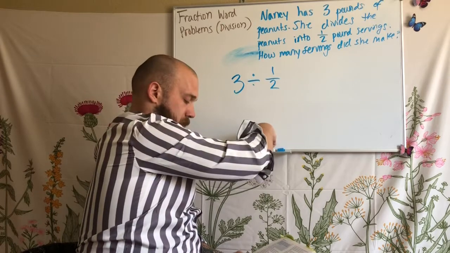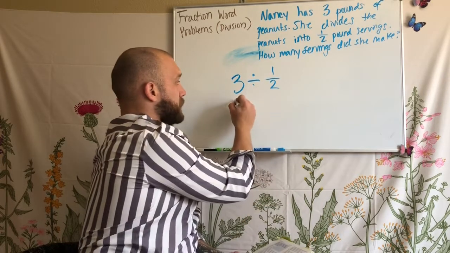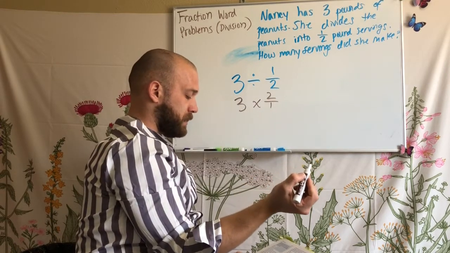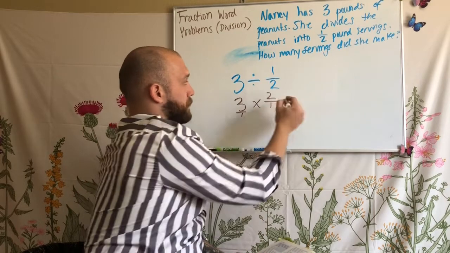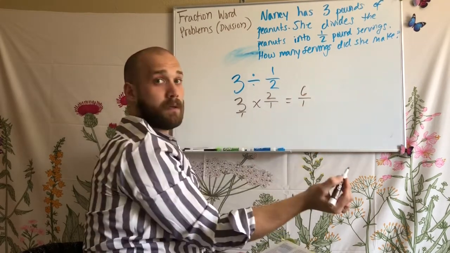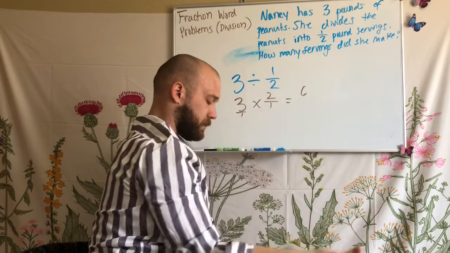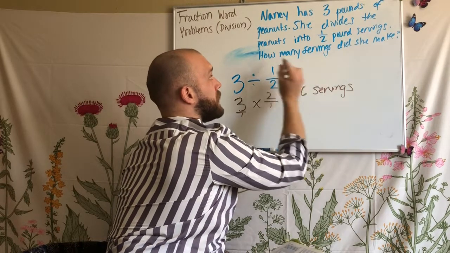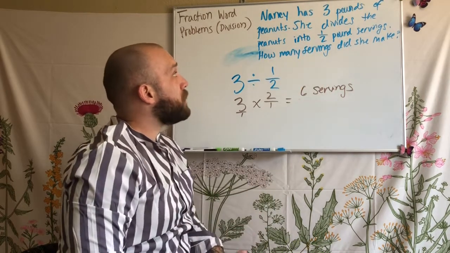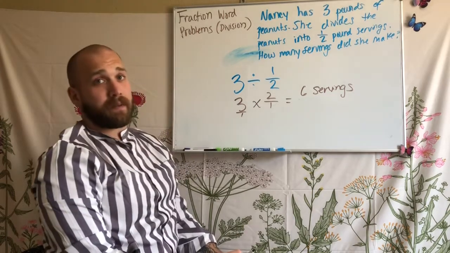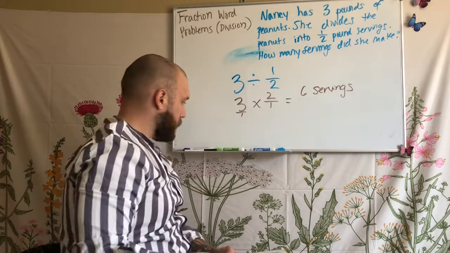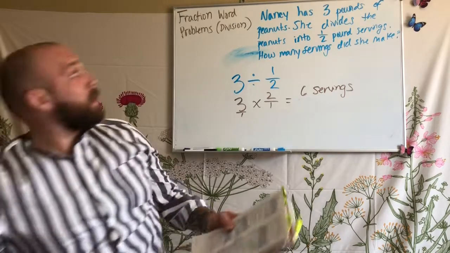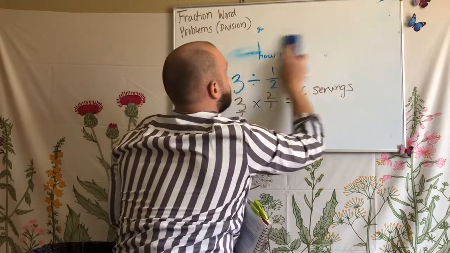So I know to do this, I just turn this into its reciprocal, times 2/1. And going straight across, because I know this would be over 1, equals 6/1. Also equaling just plain old 6. 6 what? 6 servings. Because that's what it asked us. How many servings? So with 3 pounds, you could divide them into 6 half-pound servings. Full answer right there. All right. Let me find my eraser that I dropped. And let's work on the next problem.